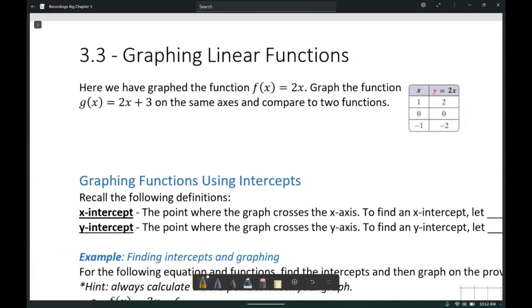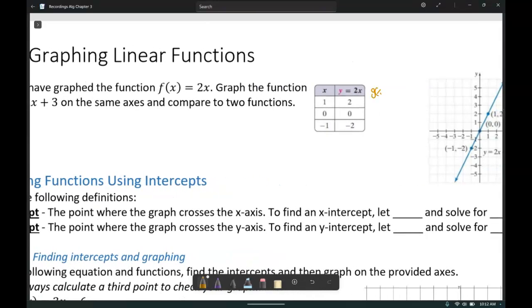Let's go ahead and also do the same thing and graph g of x. G of x equals 2x plus 3. And we can look and see that we have a relationship here that g of x is just what we have for f of x plus 3. So we can think of g of x as f of x plus 3, because f of x is just 2x. And since we know that f of x has these values listed here, in order to plot g of x, we just need to take those values and add 3.